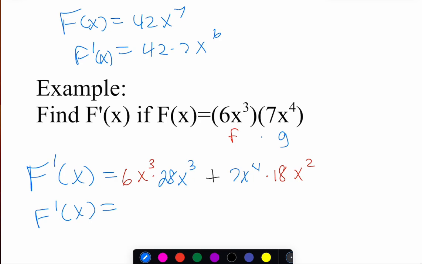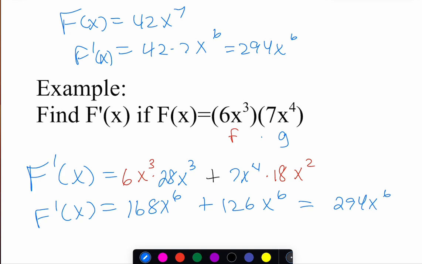Now, up above, I said I'm claiming that my answer is going to be 42 times 7, x to the 6th. That's 294 x to the 6th. Now, let me show you that's what we get. 6 times 28 is 168. So that's 168 x to the 6th. 7 times 18 is 126 x to the 6th. So we have a total of 294 x to the 6th. So it is correct. It does work.